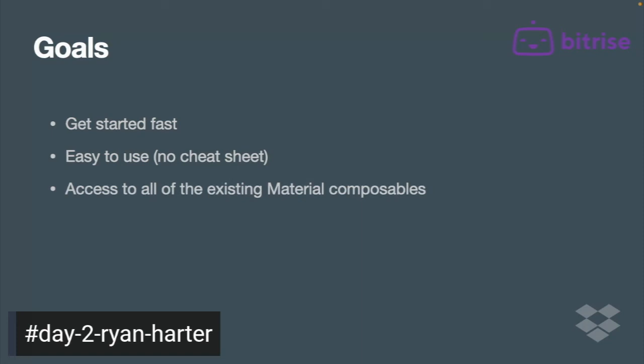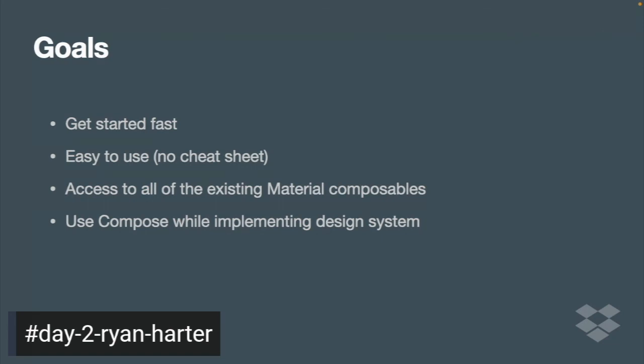In order to get started fast, I wanted engineers to have access to all of the existing Material composables, because there's a big library of composables there. And I was also hoping that our engineering teams, the product engineers, were really excited about Compose. They wanted to get started. So I wanted a system in which they were able to use Compose before the design system is done, while we're doing that. But with some sort of escape hatch to be able to incrementally migrate away from Material to our custom stuff.